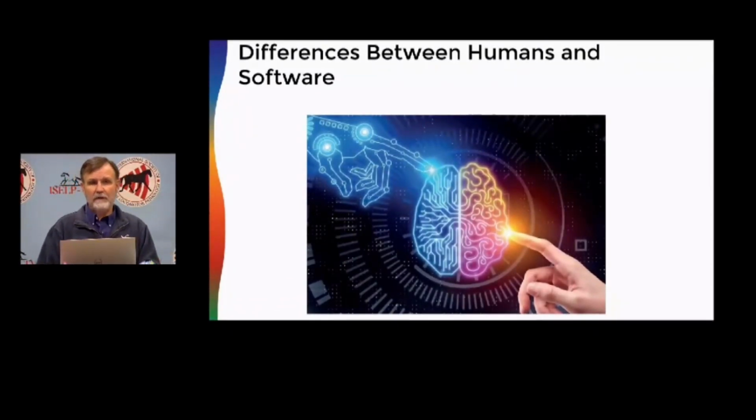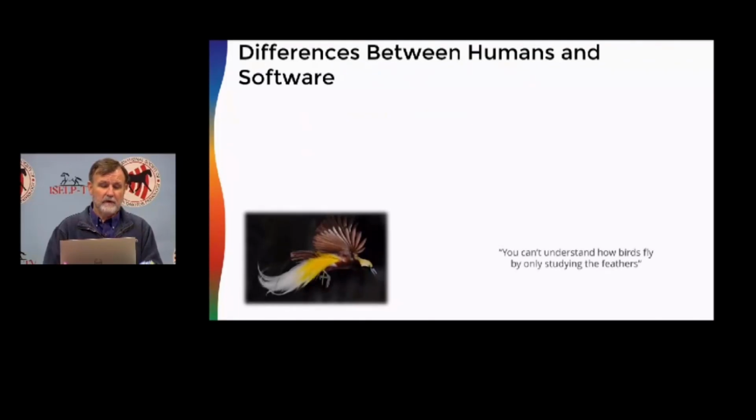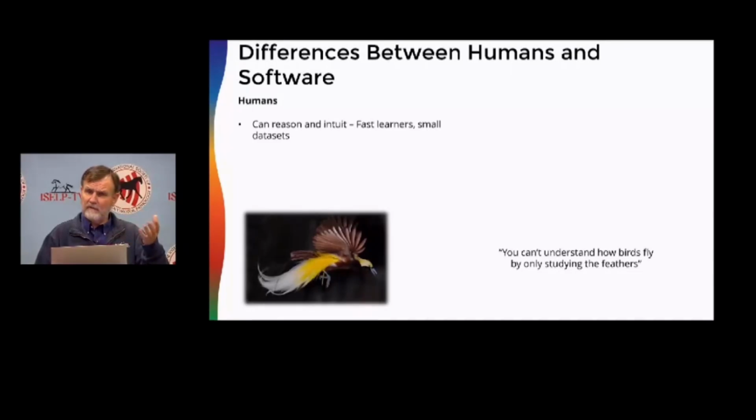And what I want to do now, just for a few minutes, is talk a little bit about our brains and artificial intelligence systems and really how we work together and how we're different from one another. So I like to think of the human brain through this saying that says you can't understand how birds fly by only studying feathers. And computers are really good at studying single things with millions of examples to learn from. Humans don't require that. So we can reason and intuit.